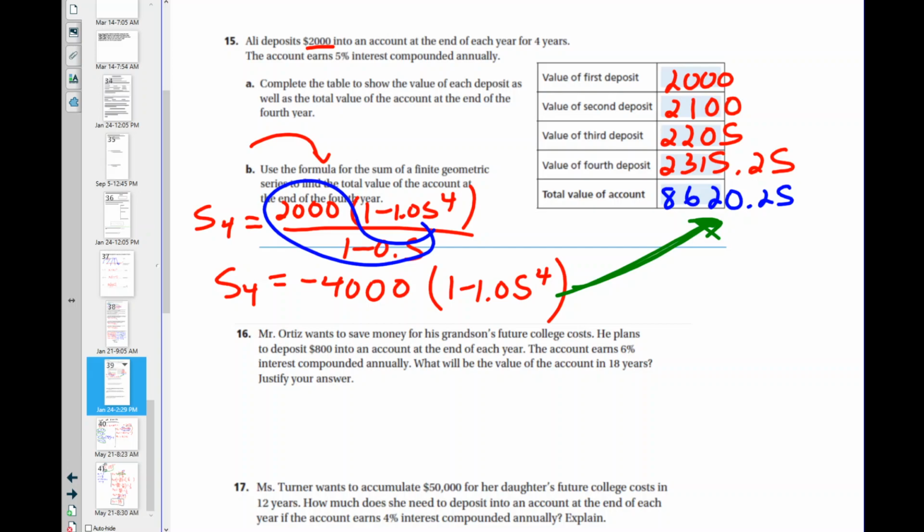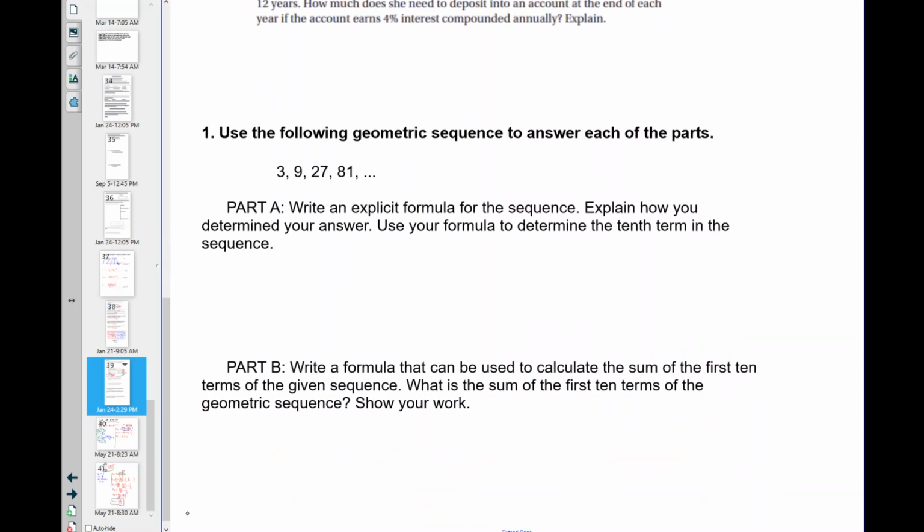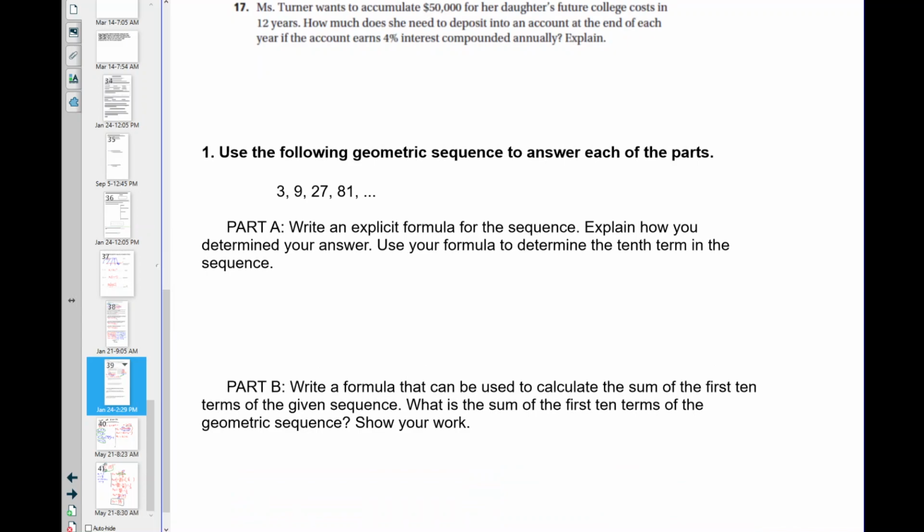All right, let's skip. I like this one down here, Mrs. Turner. The one, number 17. Can you read that? No, it's hard to read on yours.